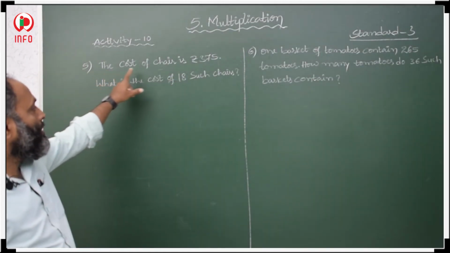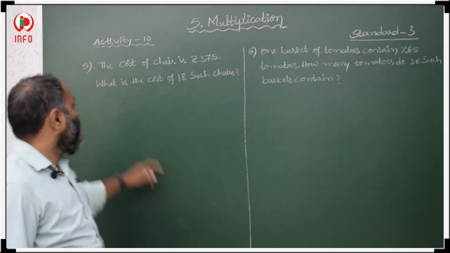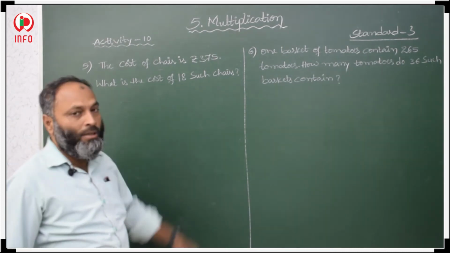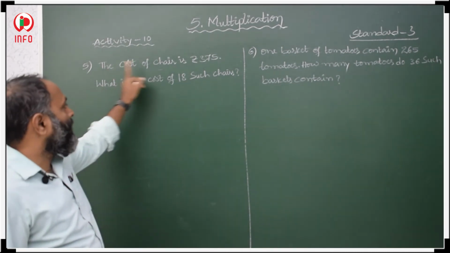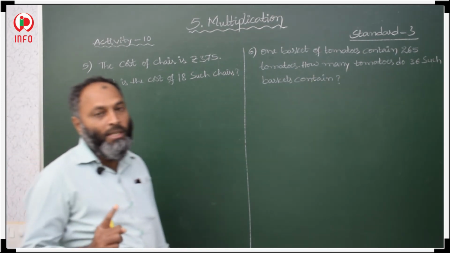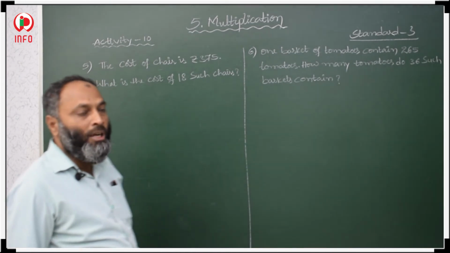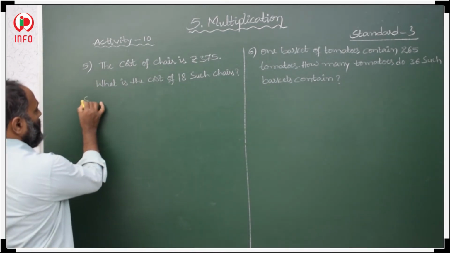The cost of a chair is rupees 375. Then what is the cost of 18 such chairs? So, the cost of one chair is given and he is asking the cost of 18 chairs. So, the unit is given, more he is asking. So, then we have to multiply. First, solution and steps.